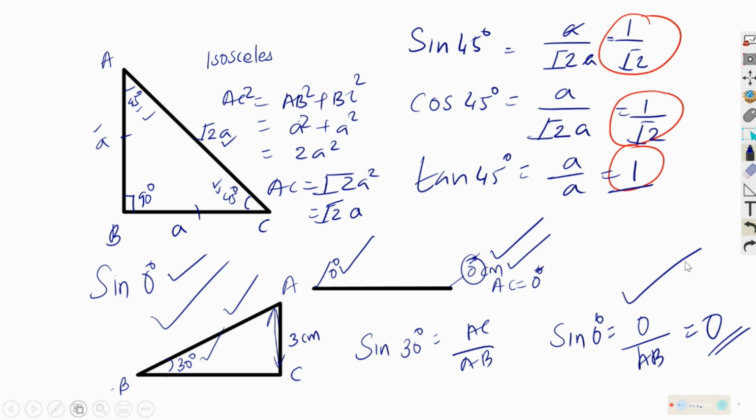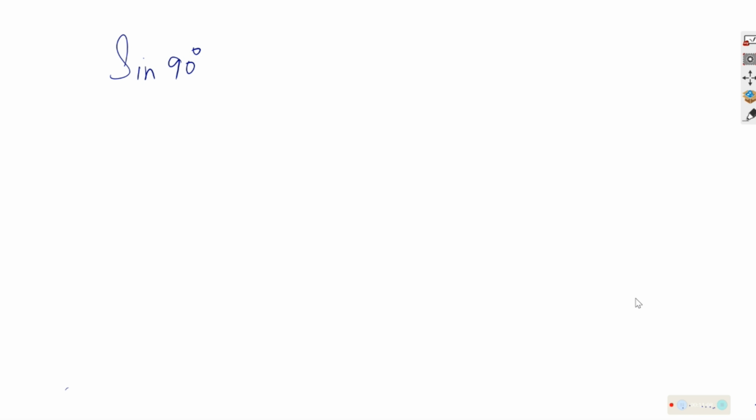Understood? Sine 0 degree is equal to 0 degree. That is one thing. Now let us try to find out sine 90 degree. We have a trial now. Give me a second. We are formulating sine 90 degree. How to get sine 90 degree?